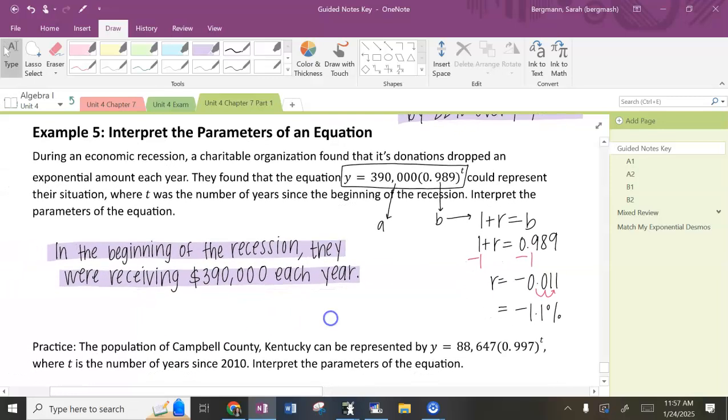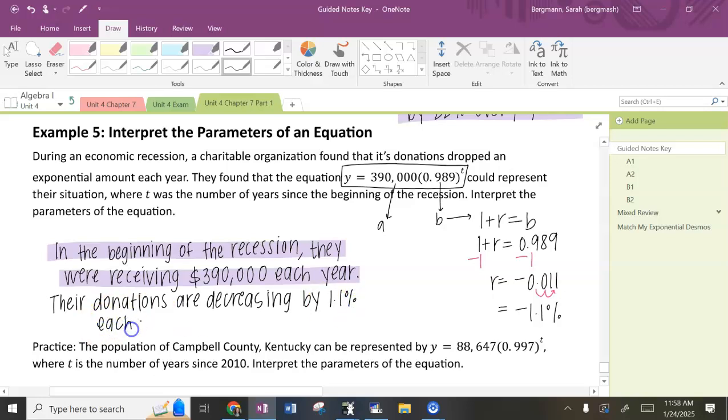So to interpret what that's saying is that in the beginning of the recession, they were receiving $390,000 each year, but now their donations are decreasing by 1.1% each year. You do not need to put the negative because you already said it's decreasing. So when you get a negative rate, you're not going to include that as part of your explanation. You're just going to use the word decreasing.